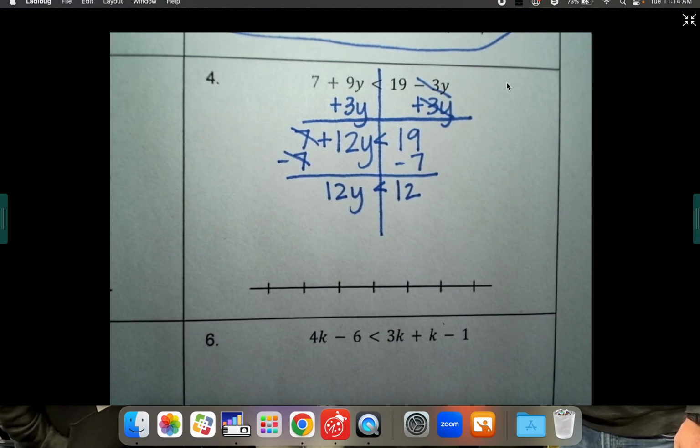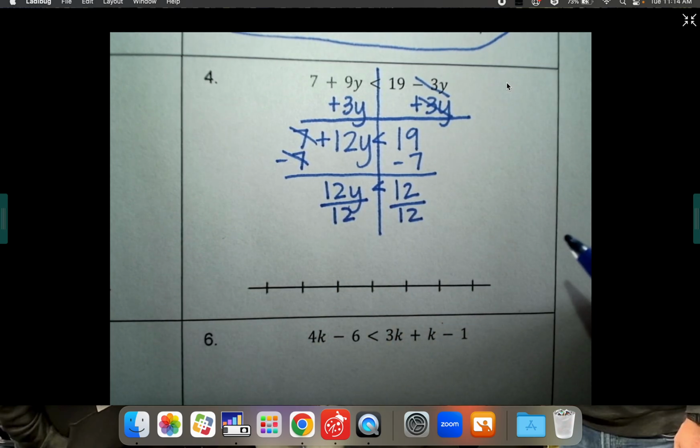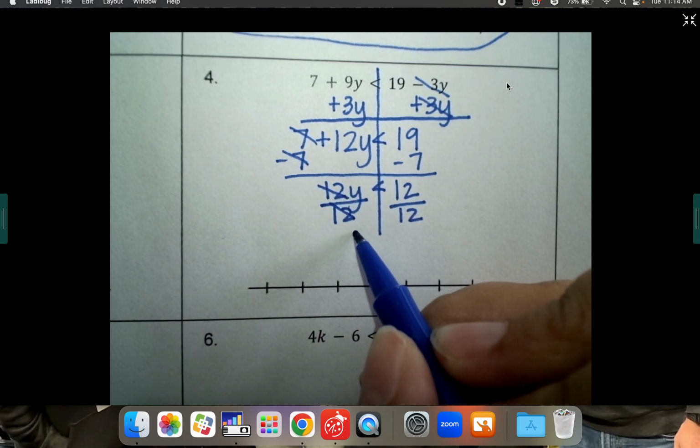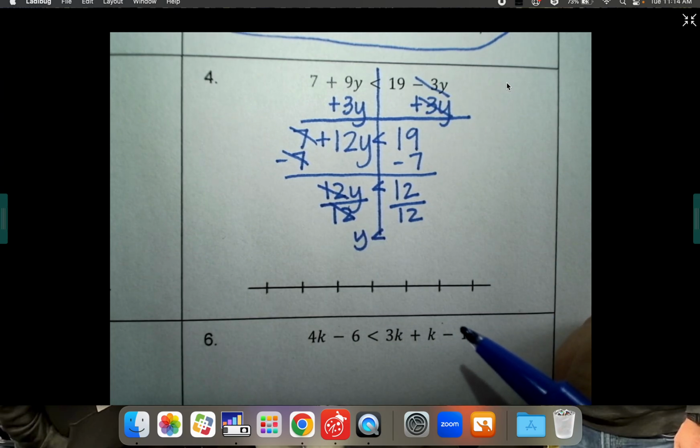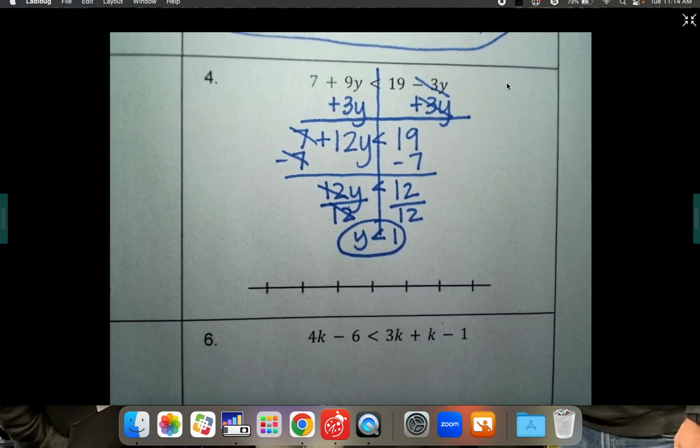So we are next going to divide both sides by 12. We are not dividing by a negative, so we're not flipping the symbol again. But don't forget to do that. That's going to come up before long. So y is less than 1.